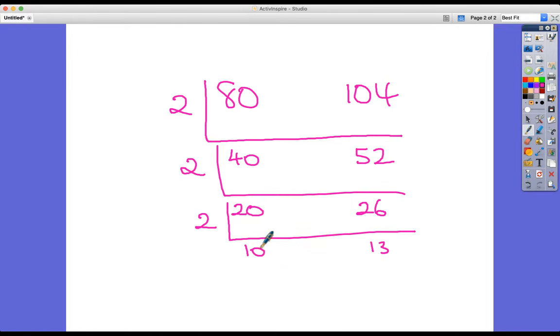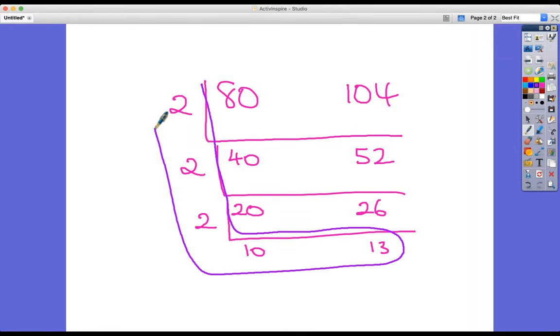Do these have any prime factors in common? I don't actually think they do. Let's have a think. 2, no. 3, no. 5, no, they don't. So we've finished. Now, I did say in the last example that we wait till we've got 2 prime numbers at the bottom, but actually, as you can see in this example, there's only 1 prime number, 13, and neither 1 nor 13 go into 10. So that's why we stop.